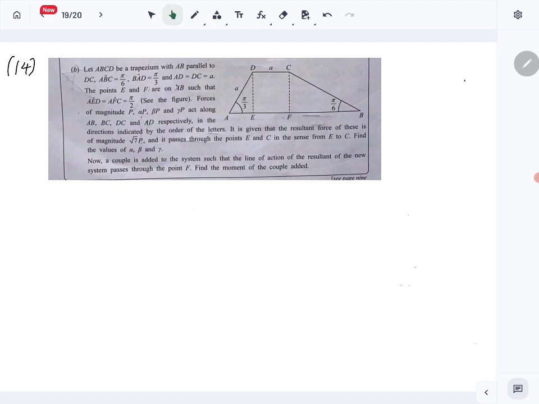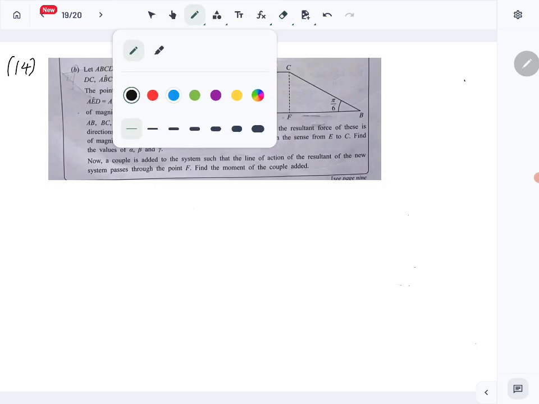Right, so after that, they have mentioned these four forces act along AB, BC, DC, and AD in the direction of the indicated letters. So let's mark all of them in a diagram. When you do these questions, draw a big diagram, so then it is clear what the angles are, and what the lengths are that you want to find.